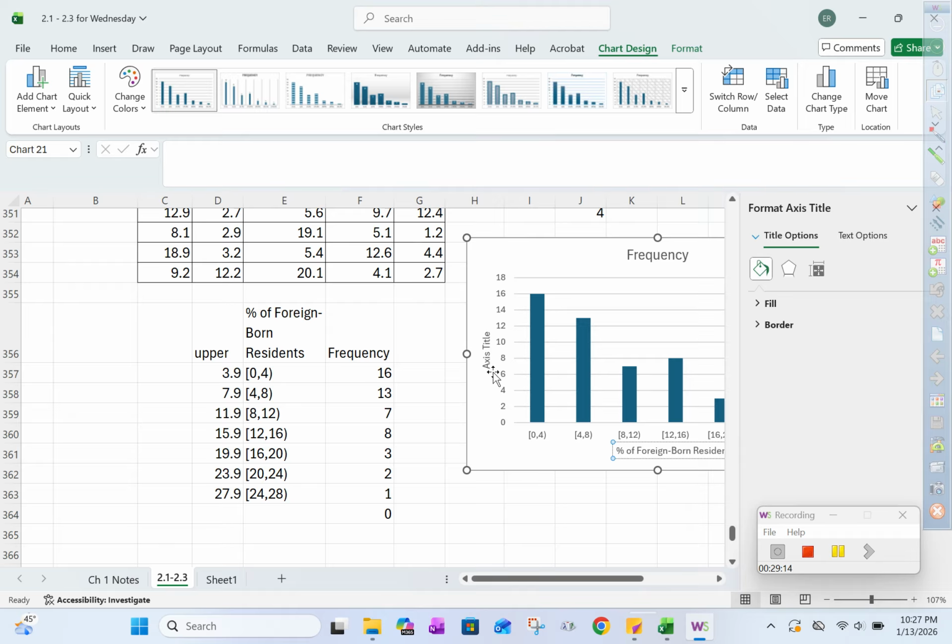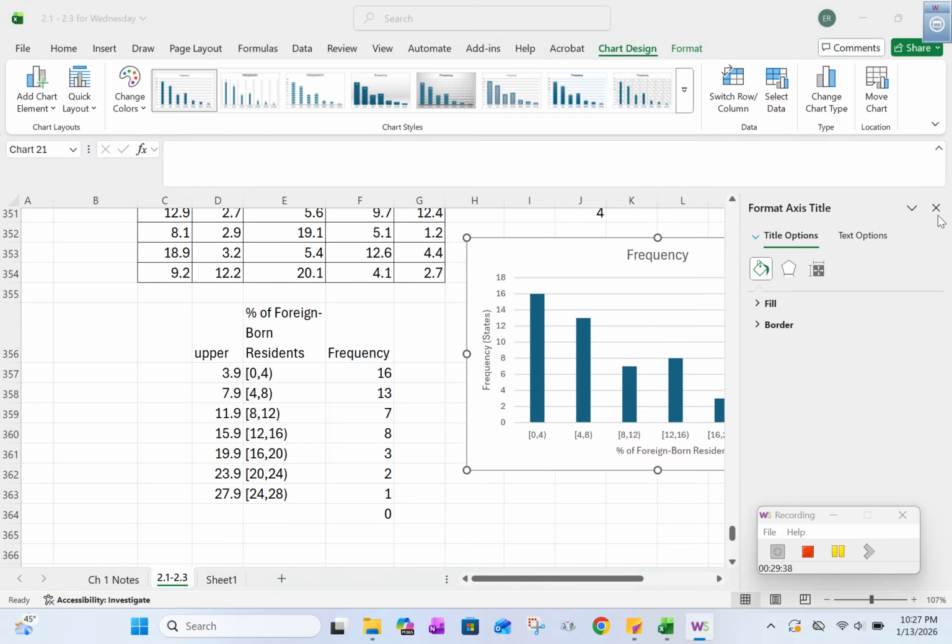So we've got that. And then over here, frequency is great, but also knowing what that frequency is counting is appropriate. So this is talking about how many states fall in each of these intervals. So the label is states. So this first one, 16 states had between 0 and 4% of foreign-born residents, and so on.